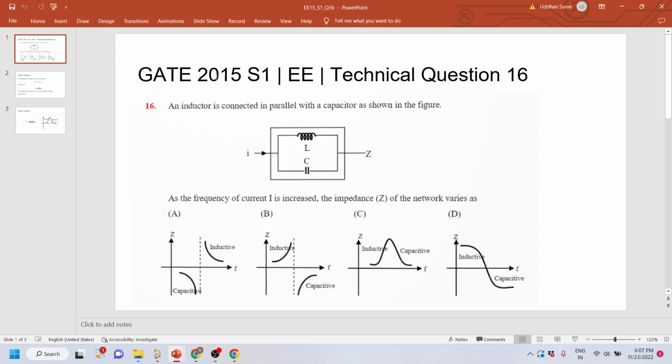The next question is from the same year, GATE 2015 S1, electrical technical question 16. An inductor is connected in parallel with a capacitor as shown in the figure. As the frequency of current is increased, the impedance Z of the network varies as. This is a parallel resonance circuit without any R. Since they are talking about frequency, we have to do some frequency domain analysis of this circuit.